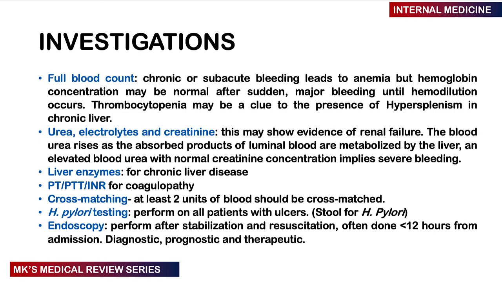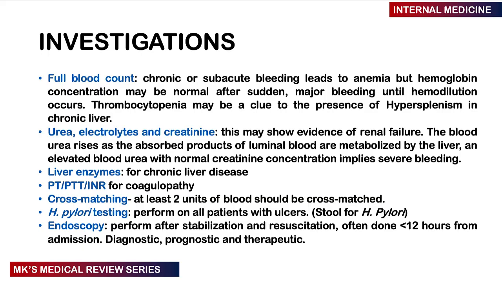The investigations are rather similar to what we order for in patients that have upper GI bleeding. So you want to do a full blood count for these patients. Remember, if this is a blood loss that they have had the first time, they don't have any history of chronic bleeding in the past, your hemoglobin is going to be normal.